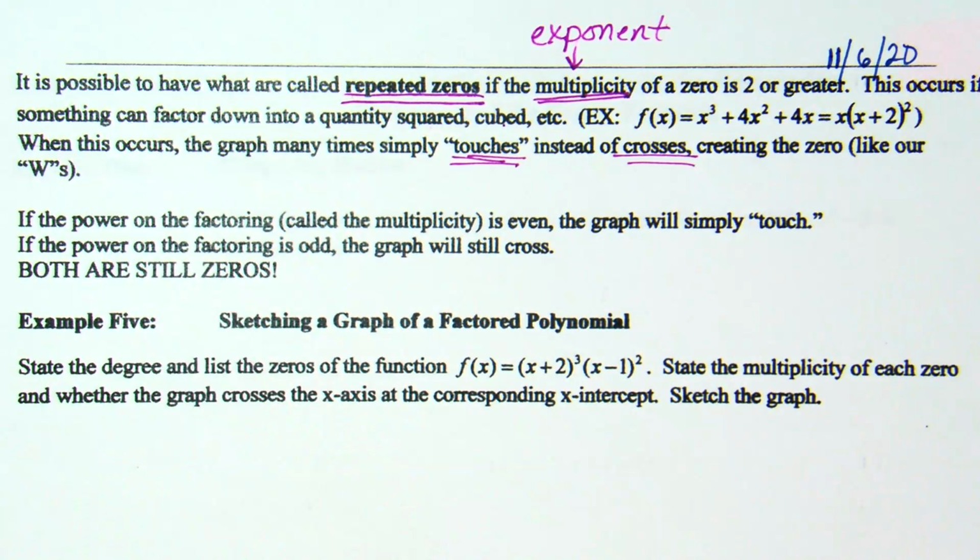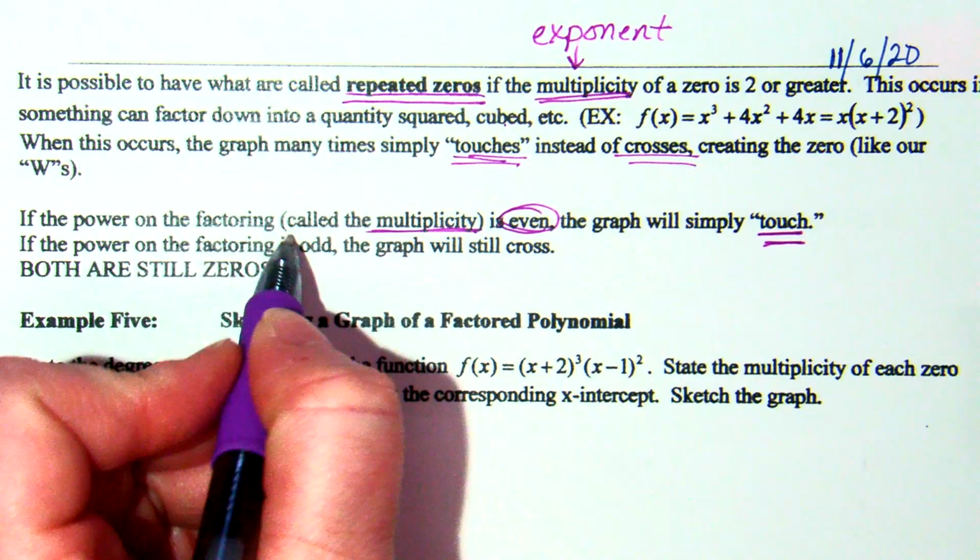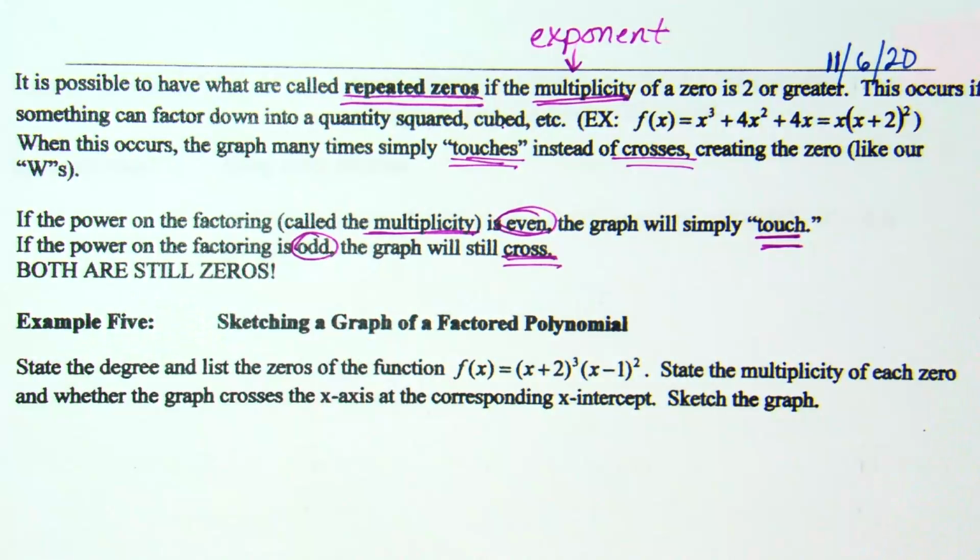Okay, so if the power on the factoring, so called the multiplicity, is even. So if you have powers of 2, 4, 6, 8, whatever the case is, the graph will simply touch it. So it'll touch it and go back up, or touch it and go back down. If the power is odd, so your traditional 1, or even odd powers of 3, 5, 7, so on and so forth, the graph will actually cross through it. Both are still considered zeros, okay, in that they intersect the x-axis. So they're still considered zeros.